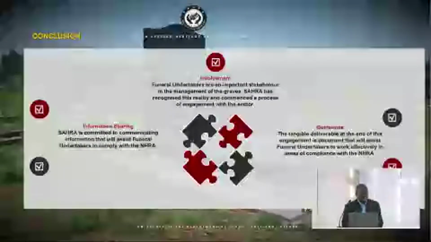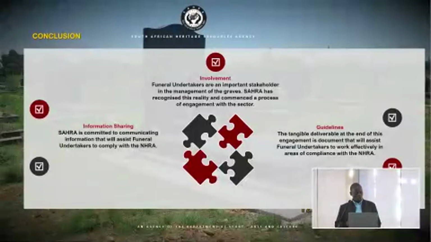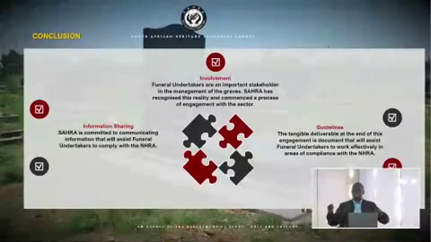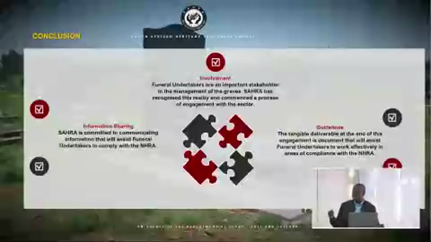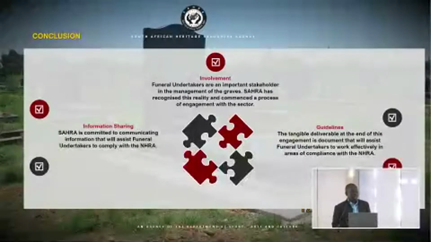And SAHRA is committed to communicating, that is information sharing, that will assist the funeral undertakers to also comply with the provisions of the National Heritage Resources Act. So very, very important that whether you are complying directly or indirectly, we are committed to assisting you to be able to comply. And with any questions, we are prepared to hold your hand and take you through our processes. But what we also envisage as an outcome of this is a guideline document that we will share with yourselves so that you can then disseminate it to your members in their various spaces to say, this is how the National Heritage Resources Act affects you. This is how you must comply. These are the requirements. And from time to time, we will amend those guidelines.